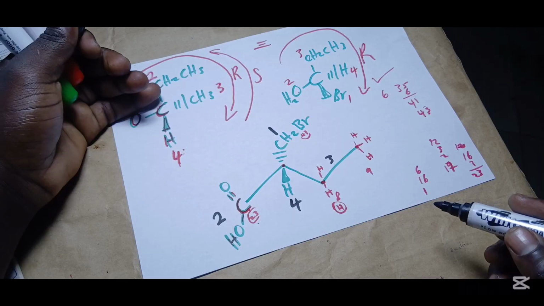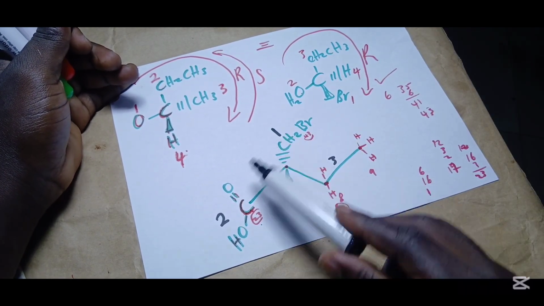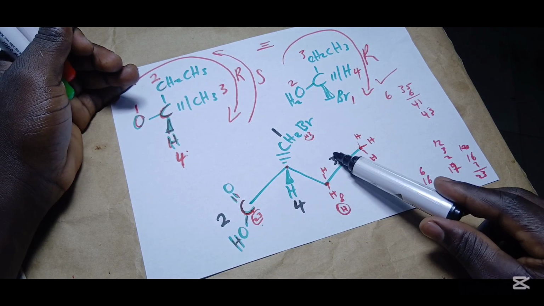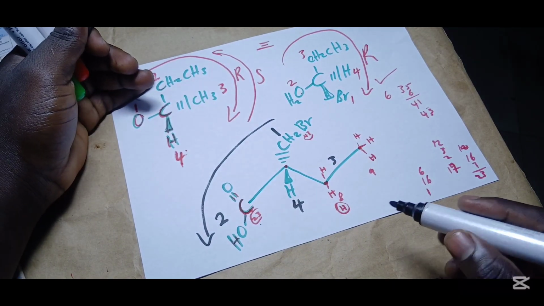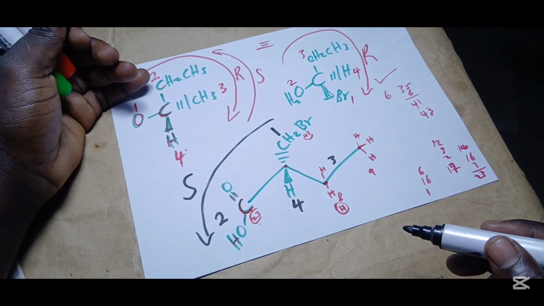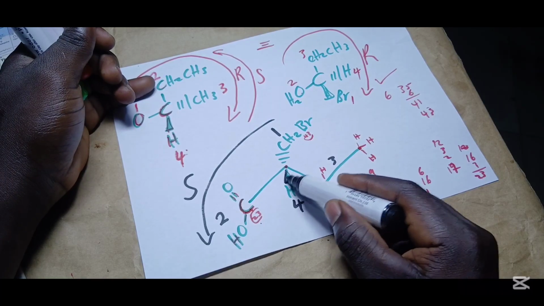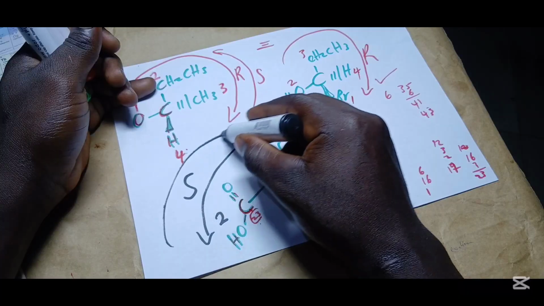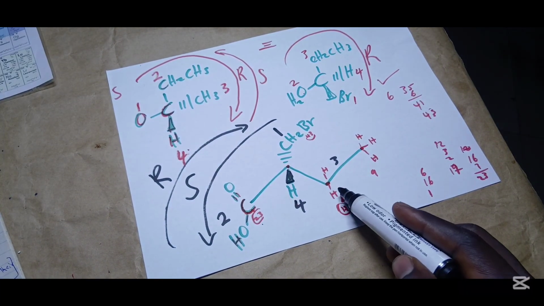So now let's look at the flow of our priority trend from 1 to 2 to 3. So 1, 2, 3. This is how the flow goes. So now it's going anti-clockwise. Since it's going counterclockwise, it is an S configuration. But let's look at our least priority group. Is our LPG on the dash wedges? No, our LPG, which is priority number 4, is on the solid wedge. So we reverse the configuration. So this becomes an R molecule. So the configuration of this molecule is R.